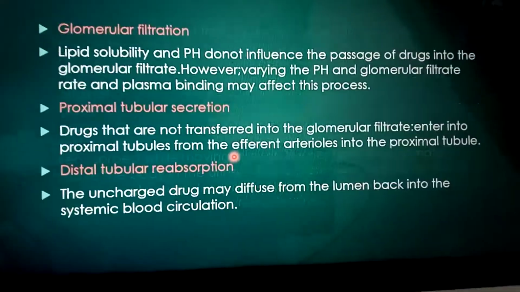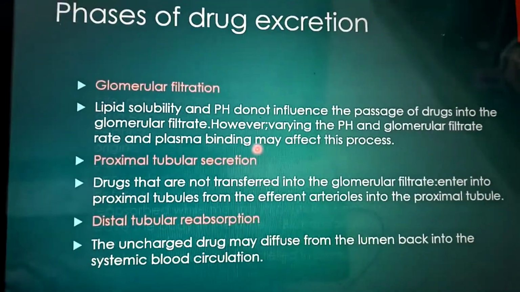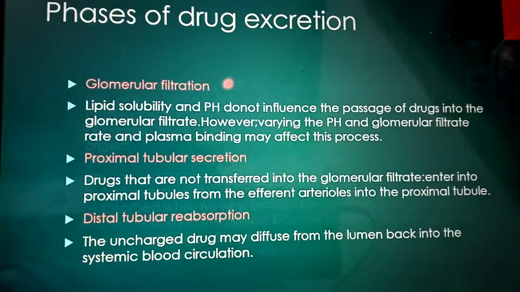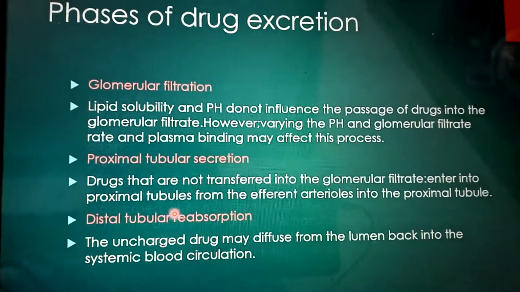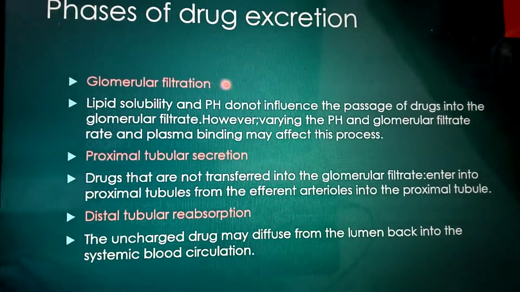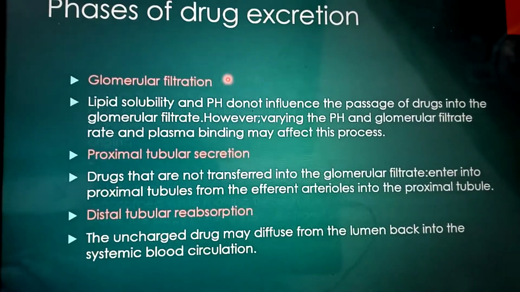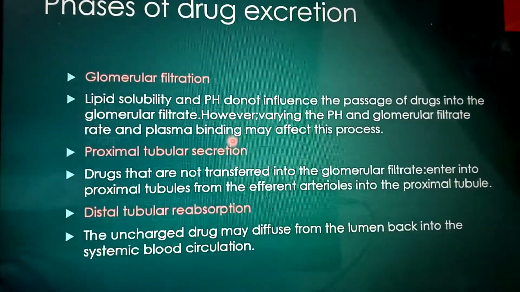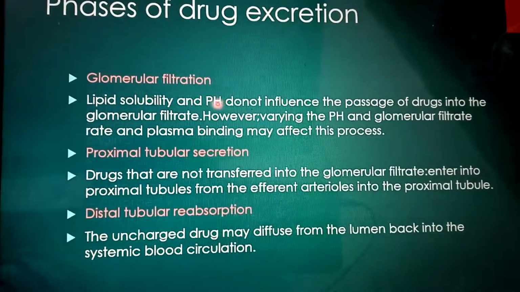Now we will move towards our next phases of drug excretion. What are the different phases involved in the process of drug excretion? So basically three phases are involved. Number one is glomerular filtration, because the anatomical structure of the nephron is first composed of the glomerulus, so that is why we will study the stepwise processes. So first, glomerular filtration takes place.